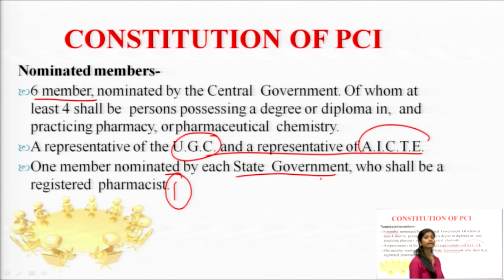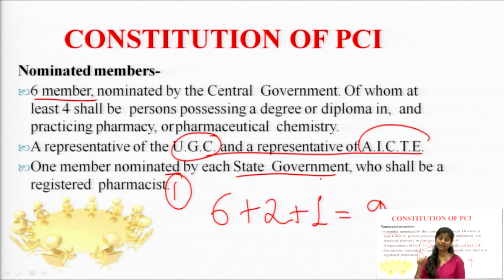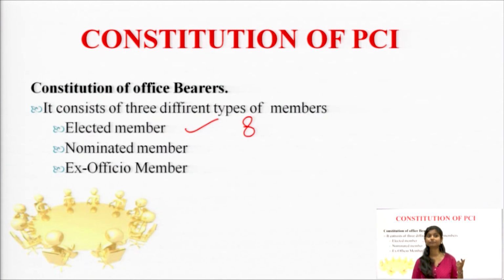तो अगर हम बात करें कि हमारे पास nominated members कितने हो सकते हैं, then there will be 6 plus 2 plus 1 which is equal to 9. तो again हमारे इलेक्टेड मेंबर्स 8 थे, नॉमिनेटेड मेंबर्स 9 थे. तो टोटल अब 9 and 8, 17 मेंबर्स हो गए हैं. Now third point जो हमारा रह गया था, let's see it back. इलेक्टेड मेंबर्स 8 थे, नॉमिनेटेड मेंबर्स 9 हो चुके हैं.